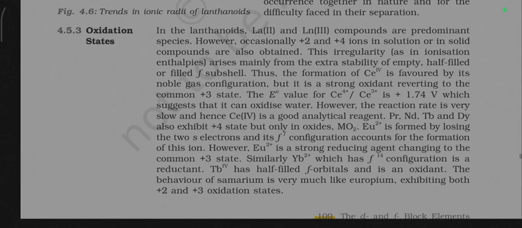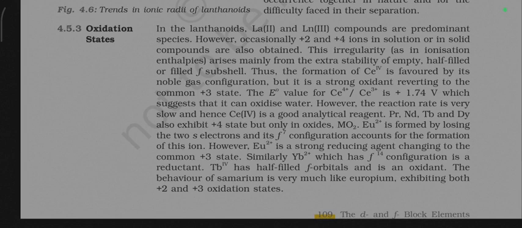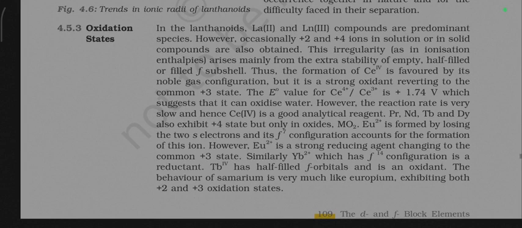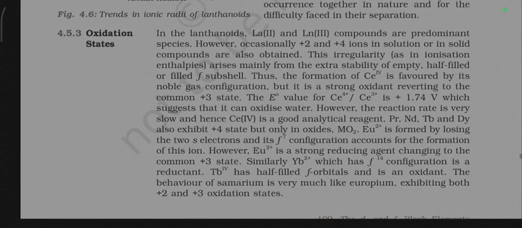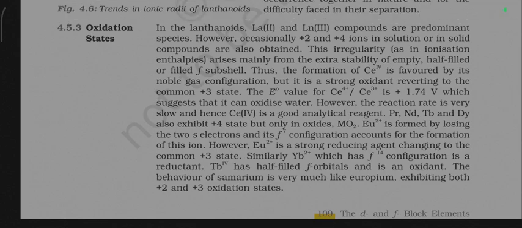Oxidation state in the lanthanoids: Ln2+ and Ln3+ compounds are the predominant species. However, occasionally +2 and +4 ions in solution or in solid compounds are obtained. This irregularity, as in ionization enthalpies, arises mainly from the extra stability of empty, half-filled or filled f subshell. Thus, the formation of Ce4+ is favored by its noble gas configuration, but it is a strong oxidant, reverting to the common +3 state.